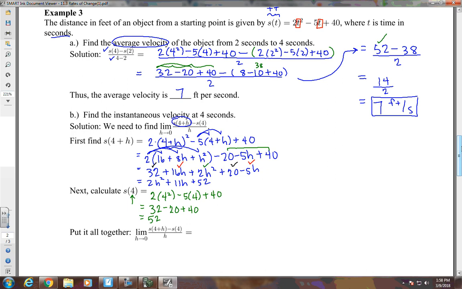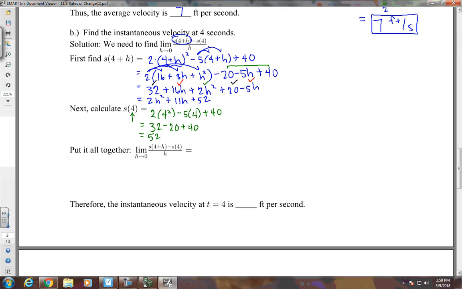Now, let's put it all together. So here's our formula. We want to find the limit as h approaches 0, first of all, of what we came up with for s of 4 plus h. We got 2h squared plus 11h plus 52. Then we're going to subtract s of 4. We calculated 52 at that point. And then we divide the whole thing by h. When we simplify, we get the limit as h approaches 0 of 2h squared plus 11h divided by h.